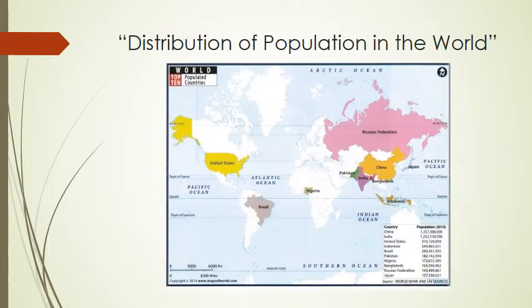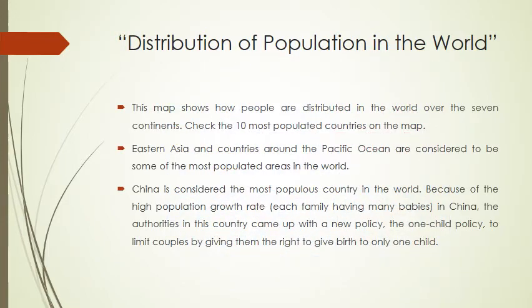Here you can see the map, which shows you the distribution of population in the world. This map shows how people are distributed in the world over the 7 continents. Check the 10 most populated countries on the map.